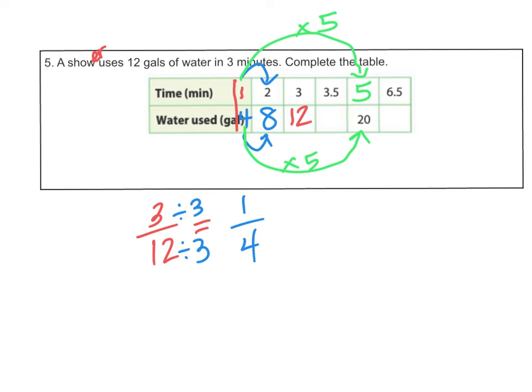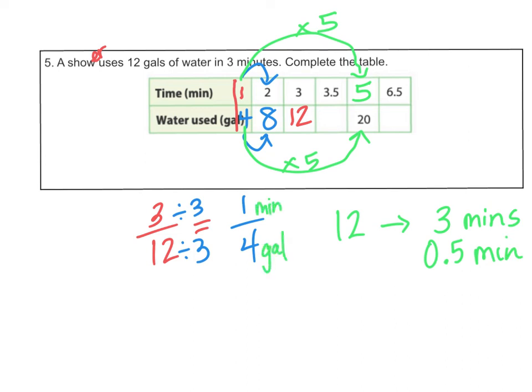And so I know that in 3 minutes it's 12 gallons. But I have 3.5 minutes. So it's going to be those 12 gallons that I get in 3 minutes, plus I have to figure out how many gallons there would be in a half of a minute. And so I can go back to my unit rate. If I know that in 1 minute it's 4 gallons, I know that in a half a minute it would be 2 gallons, or half of that amount. So when I look at 3.5, I know it's 14 gallons.